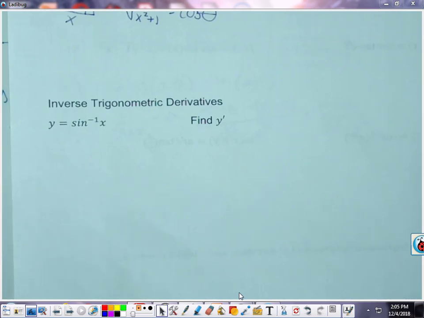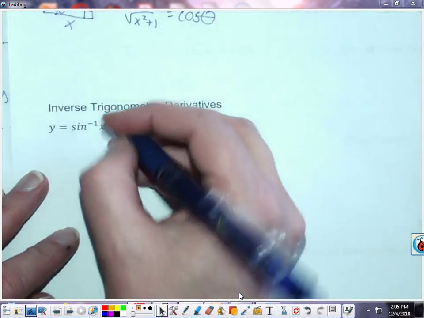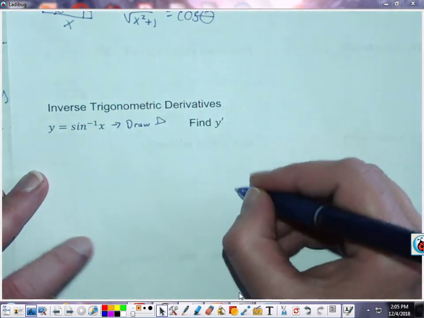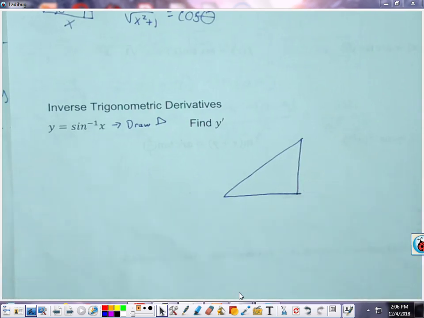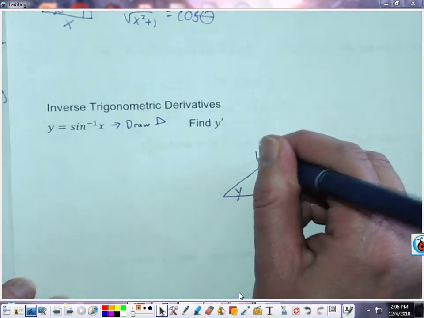All right, so here we go. As soon as you see this, y equals sine inverse of x, we're going to draw that triangle. Now, I don't get to pick the letter anymore. y is the angle whose sine is x. They didn't say it was theta. So this is going to be y. And then the sine of y is x. So sine is a ratio of what two sides? Okay, so opposite over hypotenuse is x.